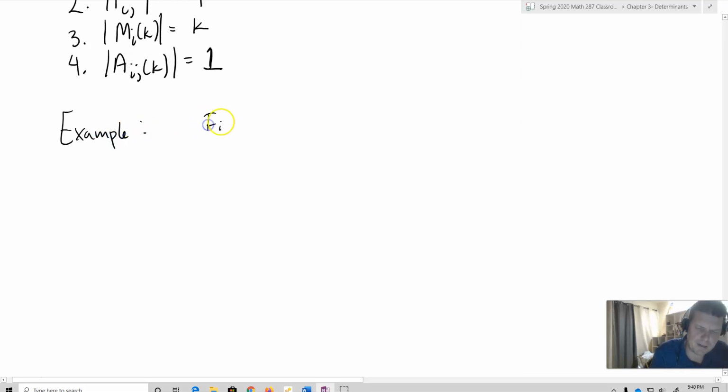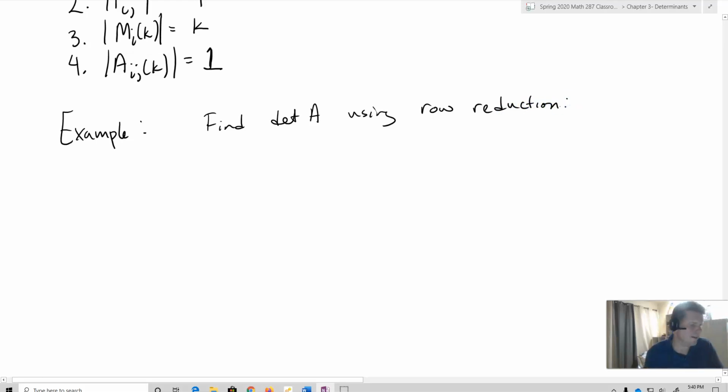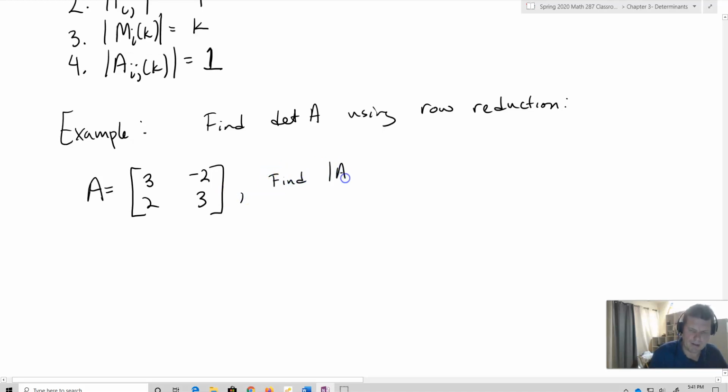We're going to find the determinant using row reduction. All right, so we're going to let A equal [3, -2; 2, 3], and we're going to find the determinant of A.